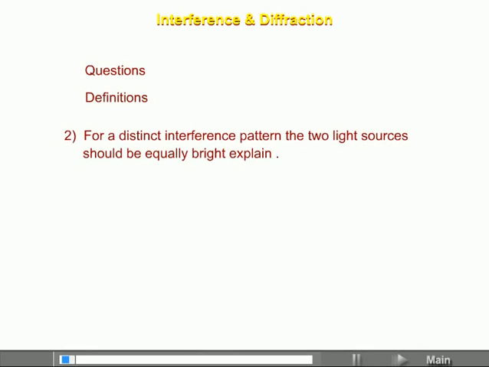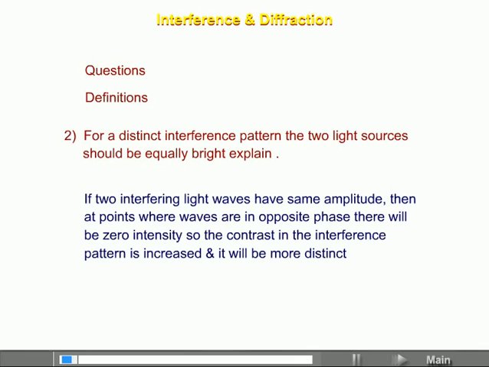For a distinct interference pattern, the two light sources should be equally bright. Explain. If two interfering light waves have same amplitude, then at points where waves are in opposite phase, there will be zero intensity, so the contrast in the interference pattern is increased and it will be more distinct.